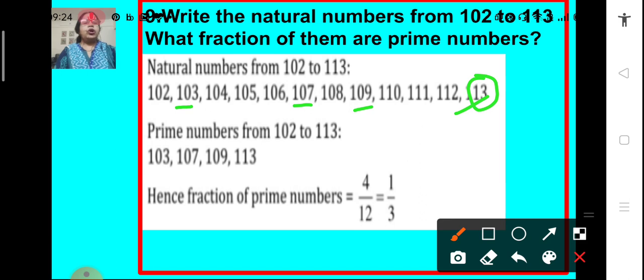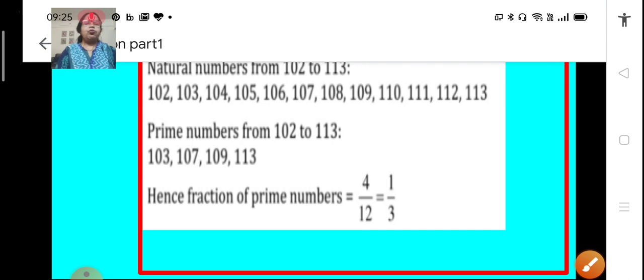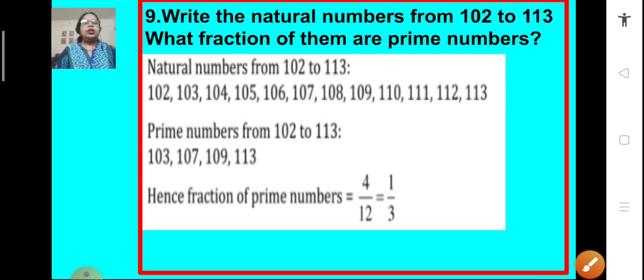Okay, so how many numbers do we have between 102 and 113? They are 12. Okay, and how many prime numbers are there? They are 4. So what is the fraction of prime numbers? It is 4 upon 12, which can be taken as 1 upon 3 because 4 3s are 12. So it can also be written as 1/3. So the fraction of prime numbers here is 1/3.